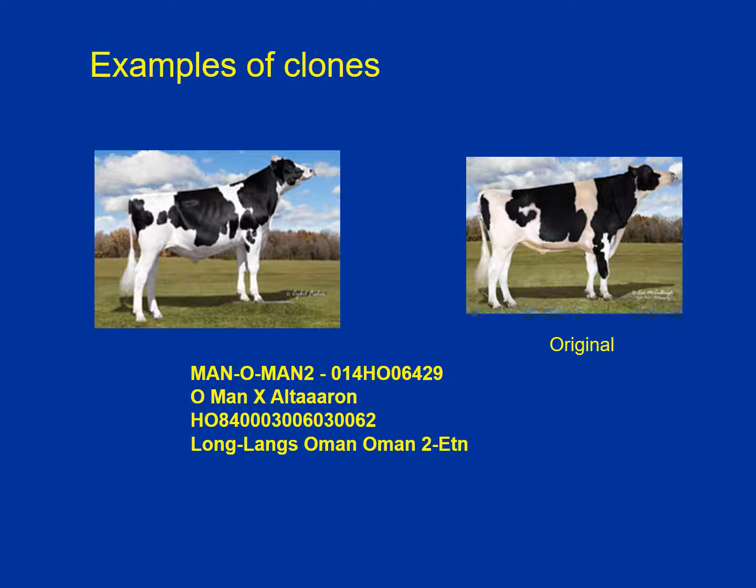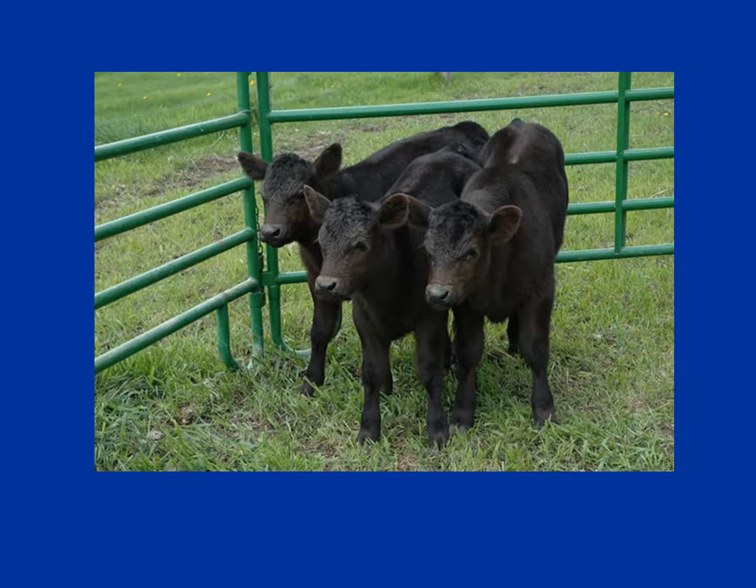Now we just have some examples of famous clones. So Man 2 produced hundreds of thousands of units of semen after his clone had died, and contributed greatly to genetic improvement. Here we have 3 Angus calves. They're all clones of a genetically superior donor.